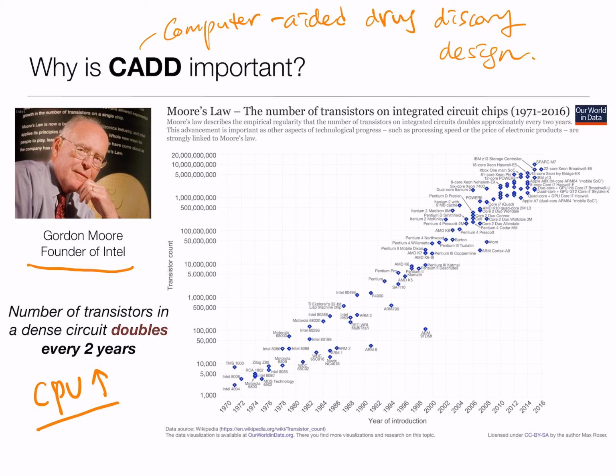If you see this plot, the x-axis is the year and the y-axis is the number of transistors in the CPUs. As you can see, Moore's law is obeyed quite nicely. Every 2 years, the number of transistors almost doubles from 1971 to 2016. Actually, up to quite recently.